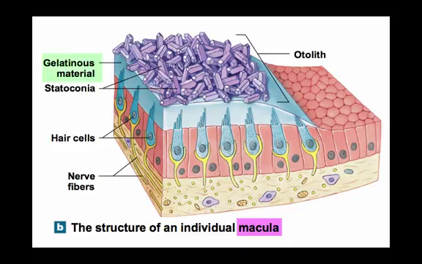The surface of this gelatinous material contains dense crystals called statoconia. When your head is in the normal upright position, the statoconia sit atop the macula. The weight of the crystals pushes the hair cells down rather than to the side.